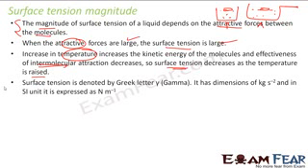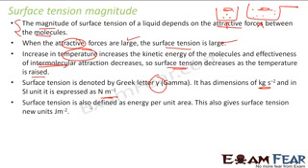Correct. Surface tension is denoted by the Greek letter gamma, and it has dimension kg per second square, and in SI unit it is called Newton per meter. Surface tension is also defined as energy per unit area.